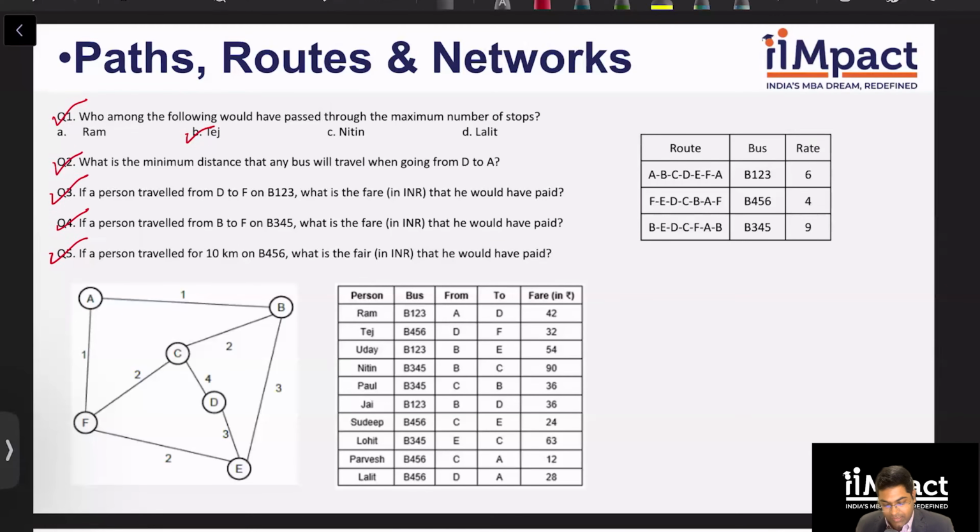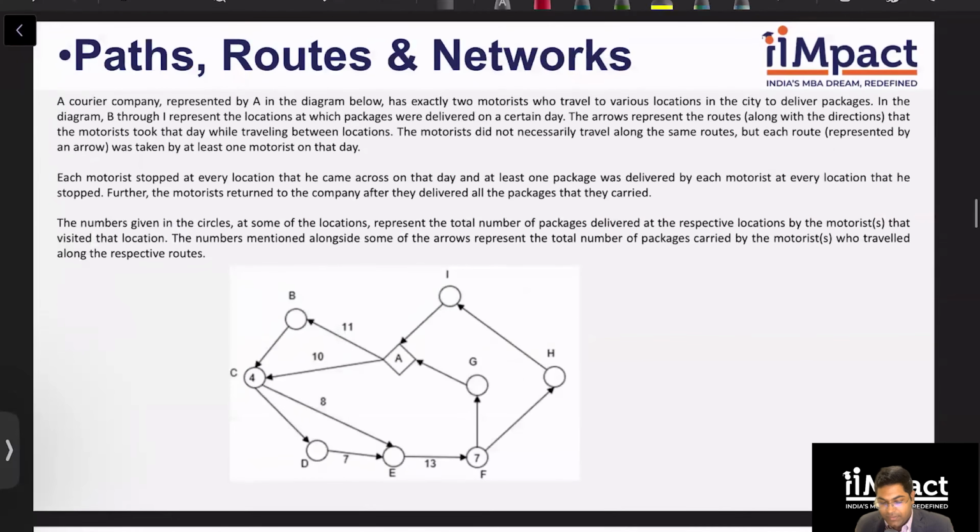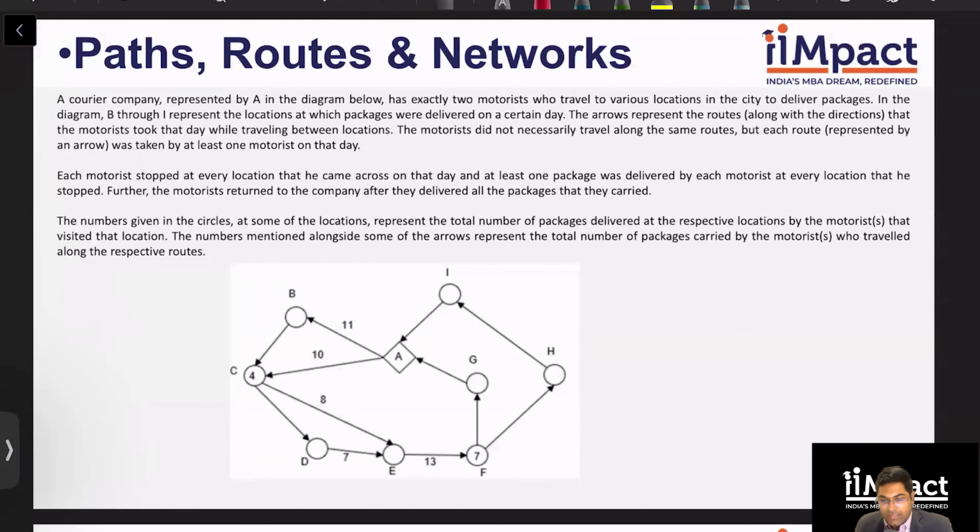Okay, let's move to set number 3. This I believe was the easiest set of the test. Almost a sitter, right? Let's do it very quickly.